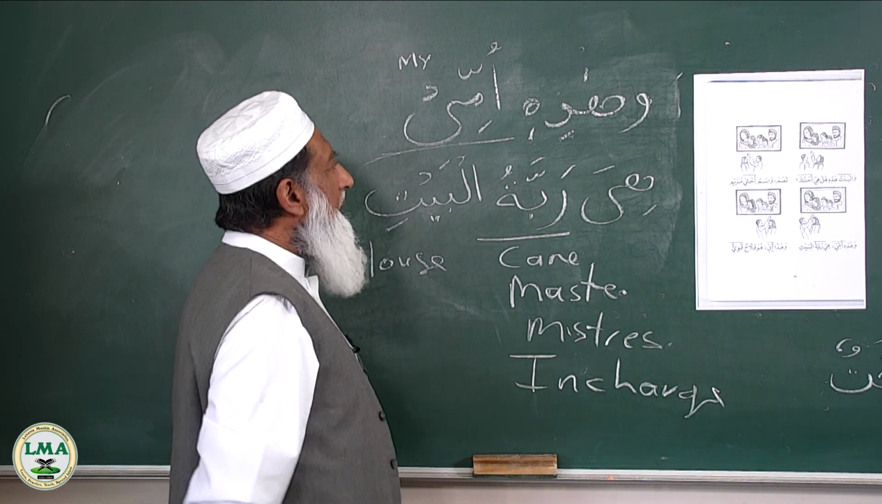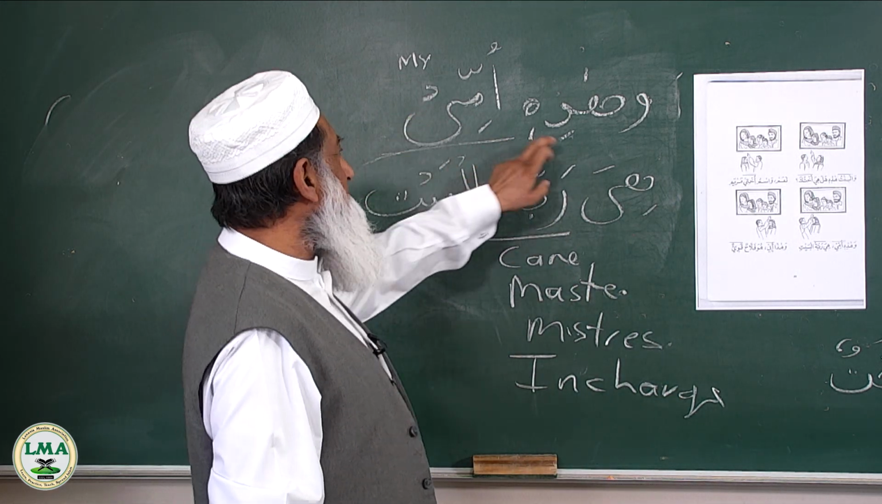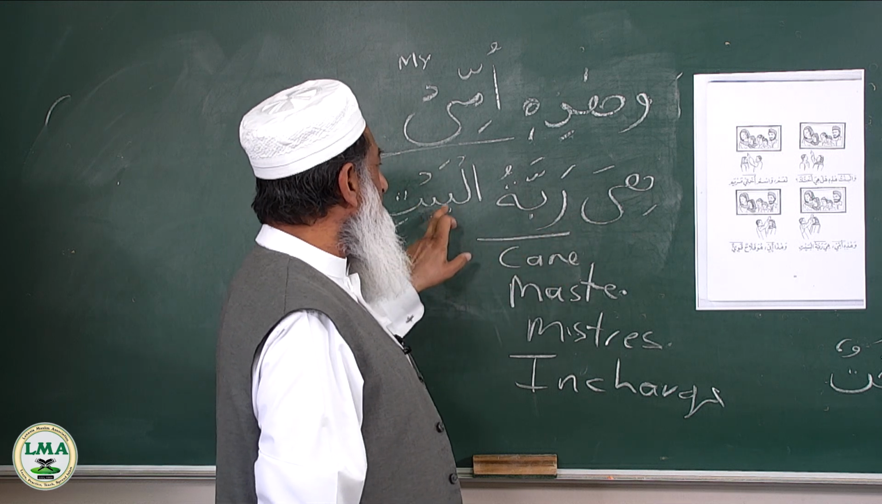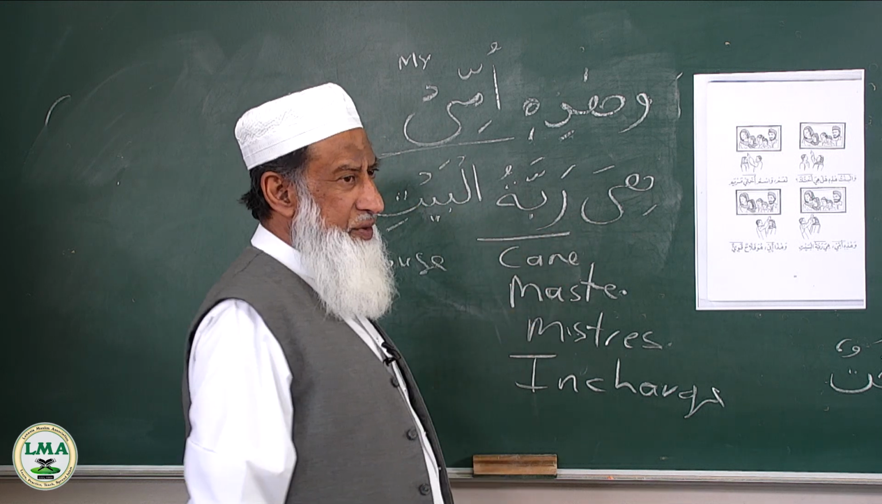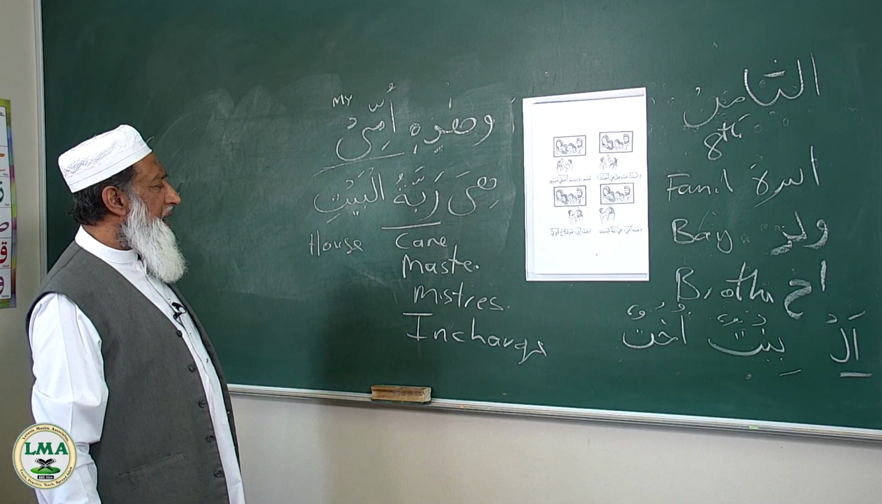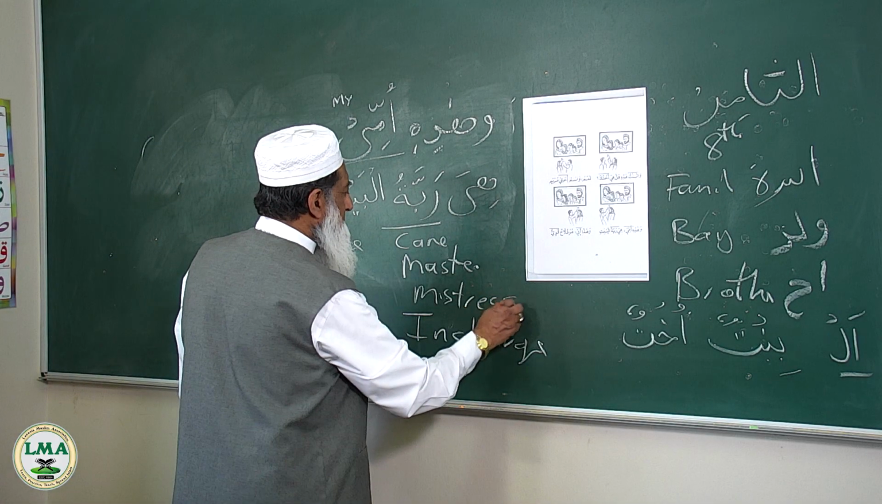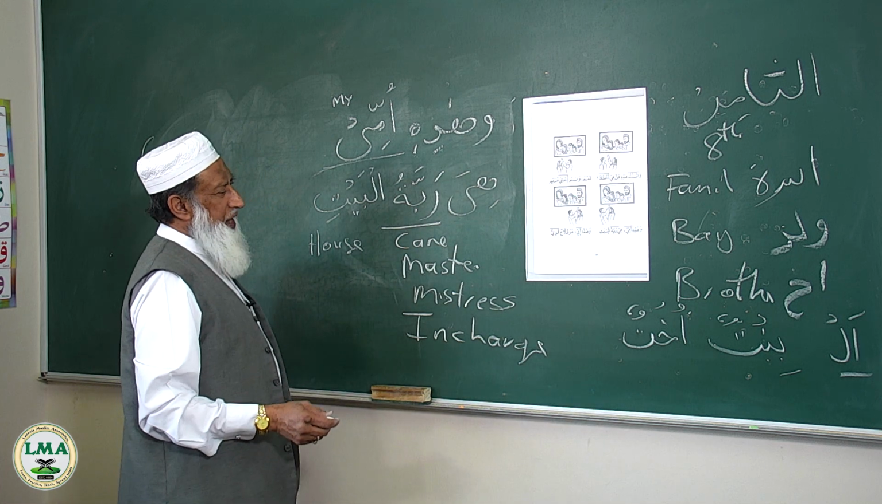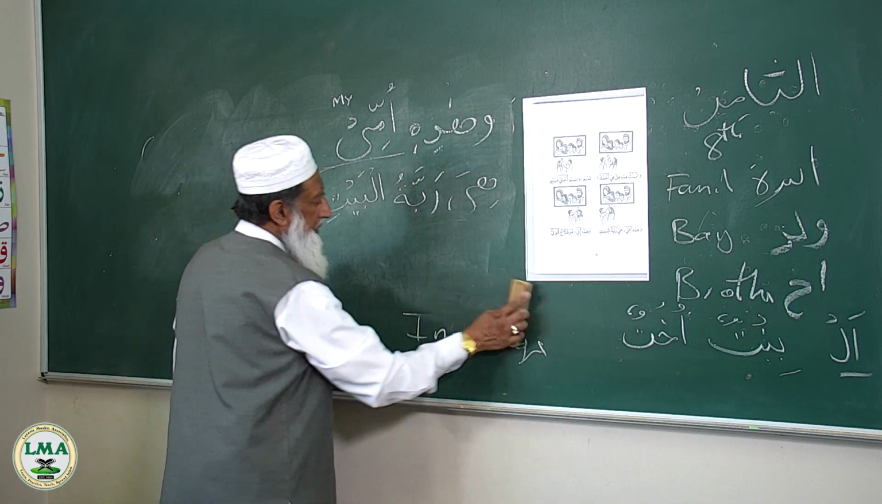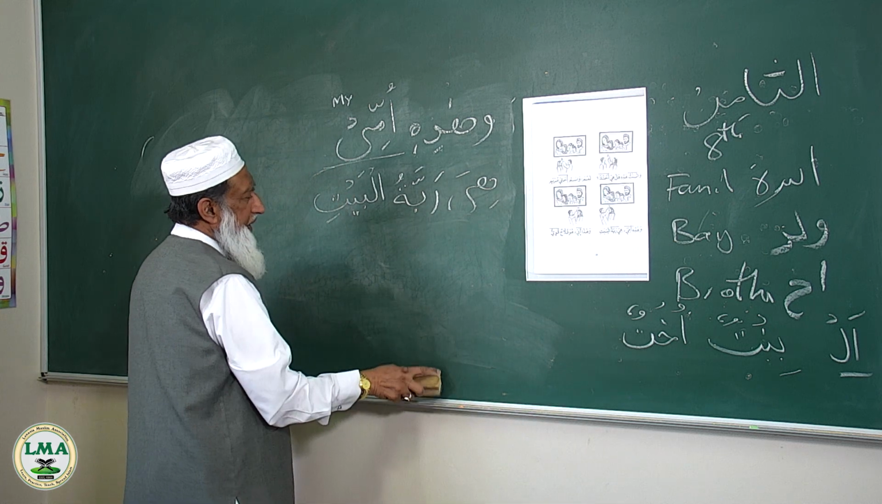Ummi is mum. وهذه أمي, and this is my mum. هي ربة البيت. She is in charge of the house, or she takes care of the house. She is the mistress of the house, and she is the master of the house. I'm sure we got that one quite right. So let's see. Take the meanings out there, and we can read it again.